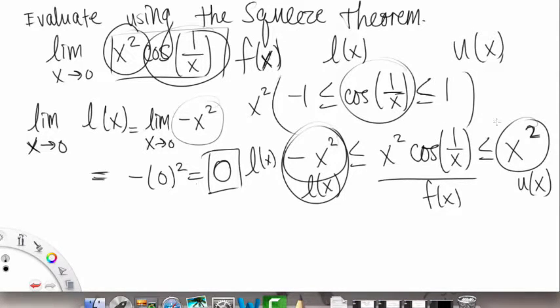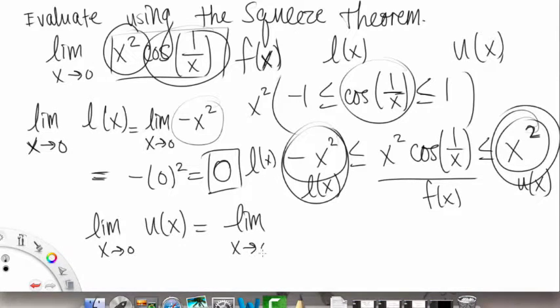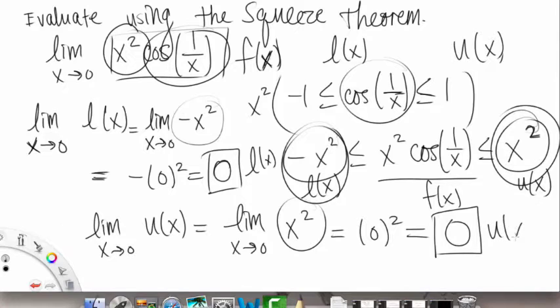Now let's see what happens to our upper function, our u of x. The limit as x approaches 0 of u of x reads limit as x approaches 0 of x squared. Again, we see that this is continuous at 0, so we can simply plug that in. We get 0 squared, which equals 0 as well. So this is great, the lower and the upper functions have the same limit as x goes to 0.